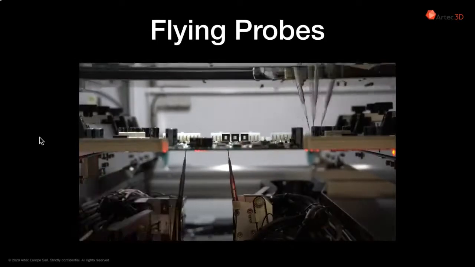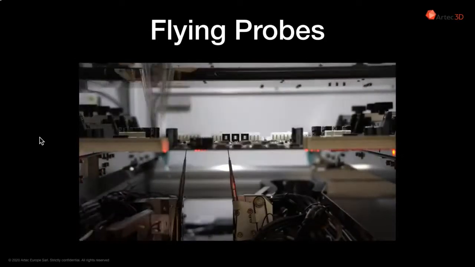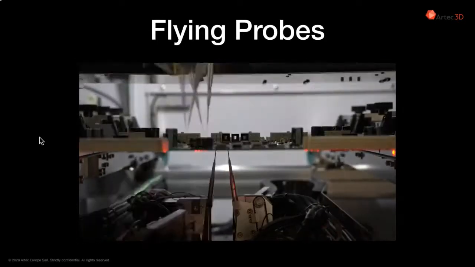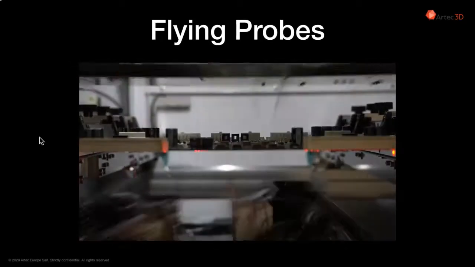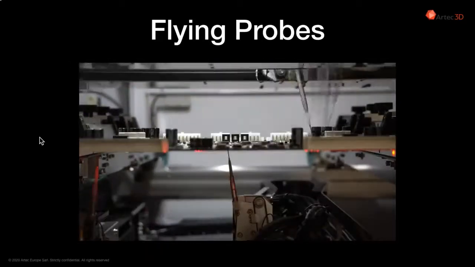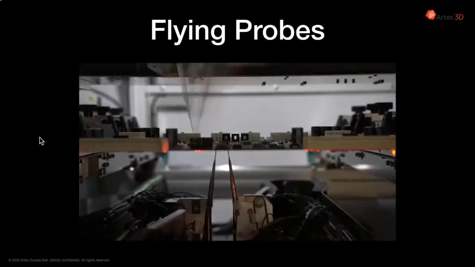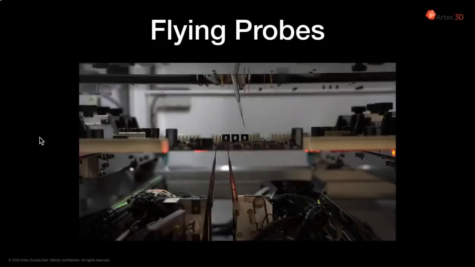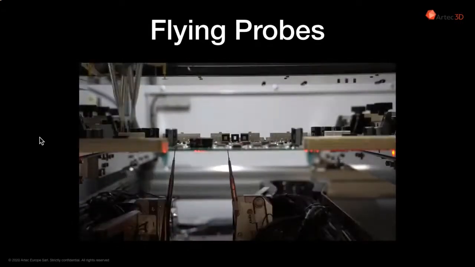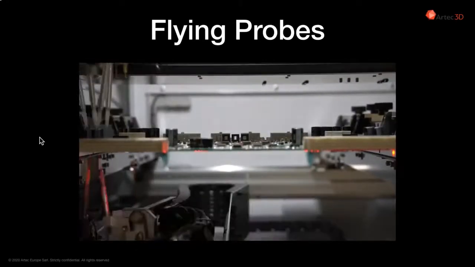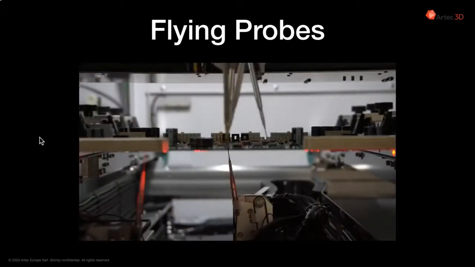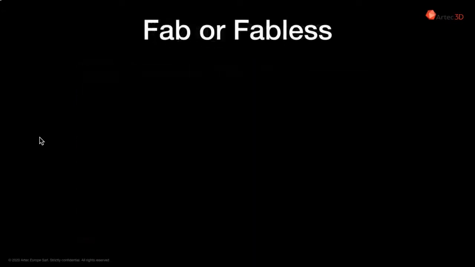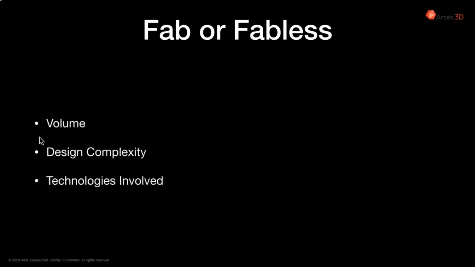Fly probe machine. It covers up to 100% of the functional testing of the board. So it's the best way to check it, and also to program if you have some flash memory or some other memory devices on board. So returning back to the question, fab or fabless, we should consider different things.